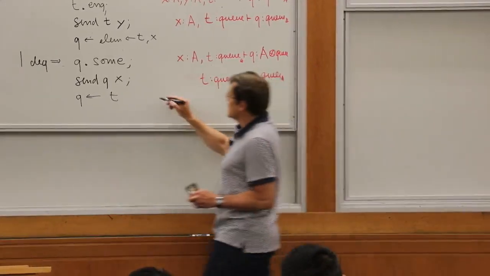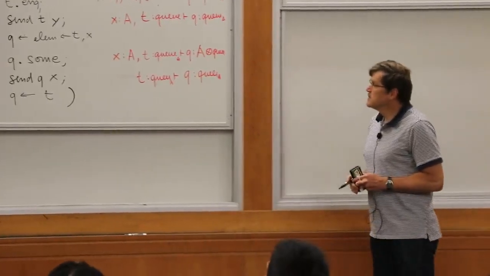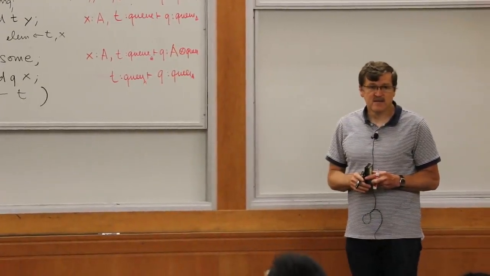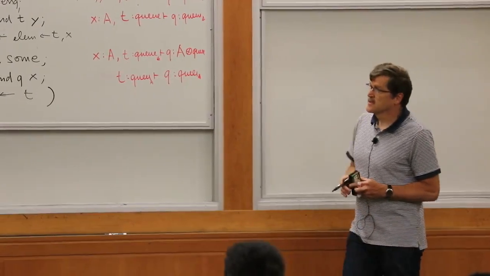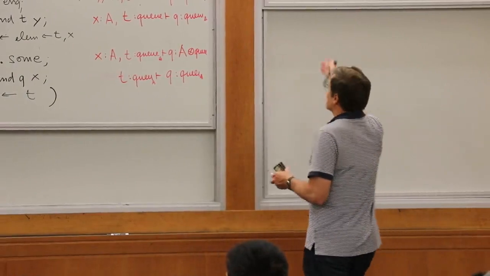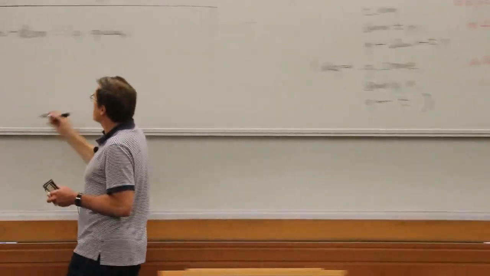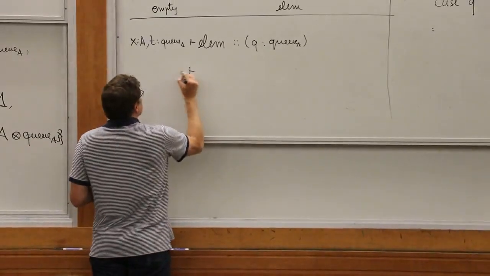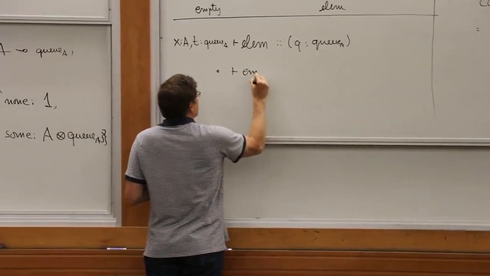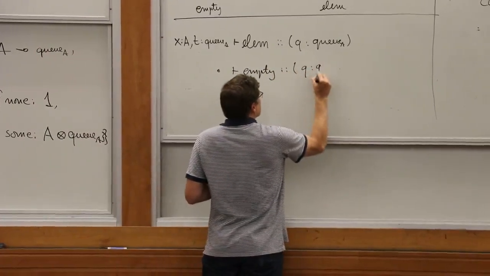Okay, so that's our code here. Makes sense? All right, so I think I have enough time left to show you the code for empty also, or actually for us to program it together. What's the type of empty? Well, empty has nothing on the left-hand side, and it has type Q on the right-hand side.